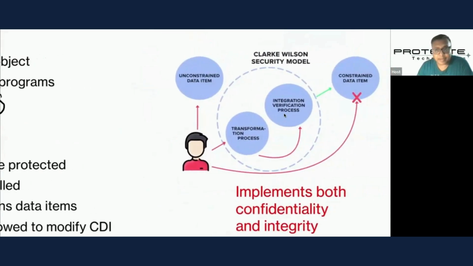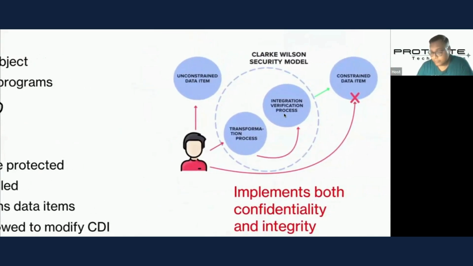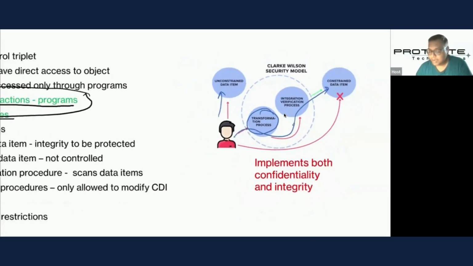if there is a constrained data item, what is a constrained data item? Data item which, if accessed, can affect the confidentiality and integrity of the system. You might have unlimited access to unconstrained data item. Like if you go to your office, you have access to certain very, very normal information, right? But if there is something very constrained, you are required to become a system administrator for the email server, you cannot access it directly. You have to go through a transformation process. You might have to go through a very strict, rigid verification process, and then only will you be able to access the constrained data item.